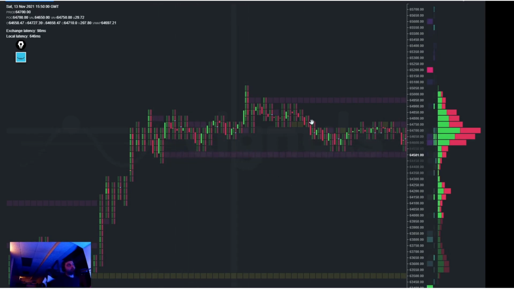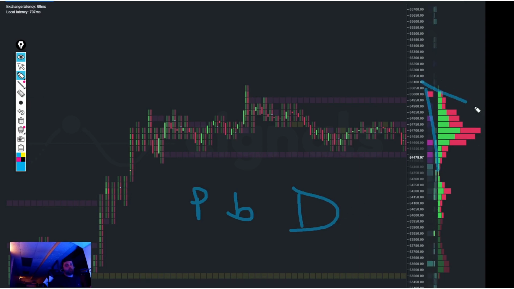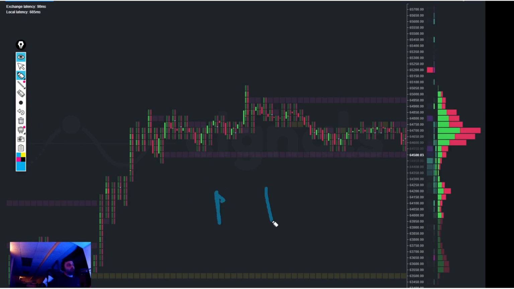So we've been in balance for a long time because we know there are three types of profiles, right? We know there's a P, a B, and a D, which is what we just saw over here. That's exactly what we just saw over there. So P, B, and D. D is in balance. That's a balanced profile.